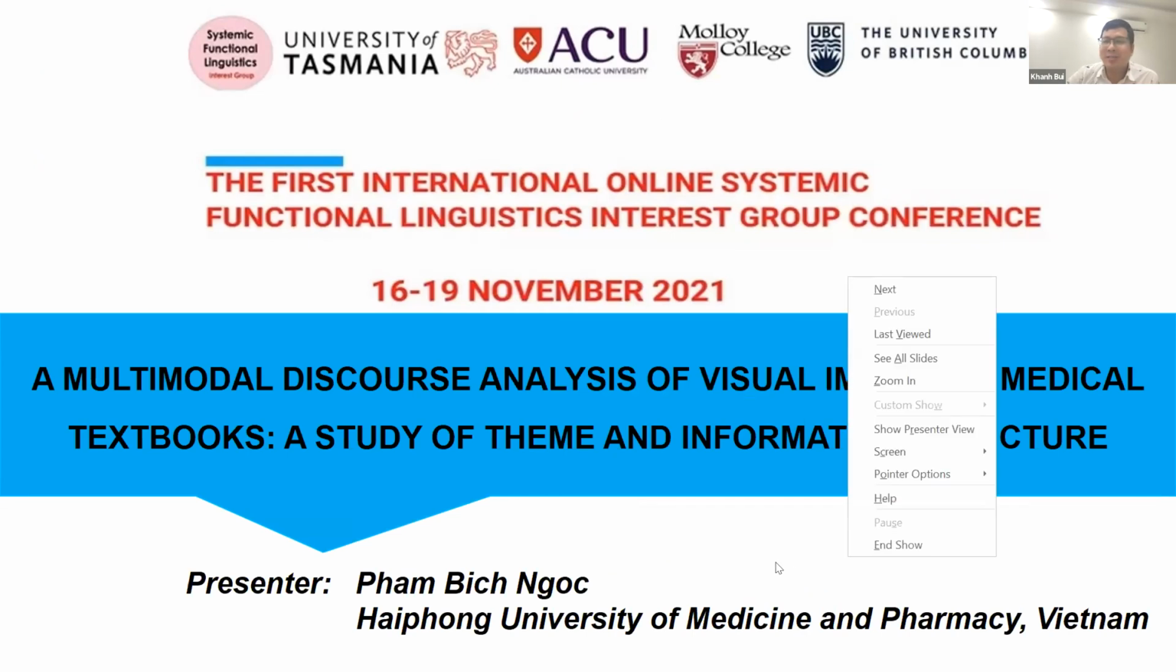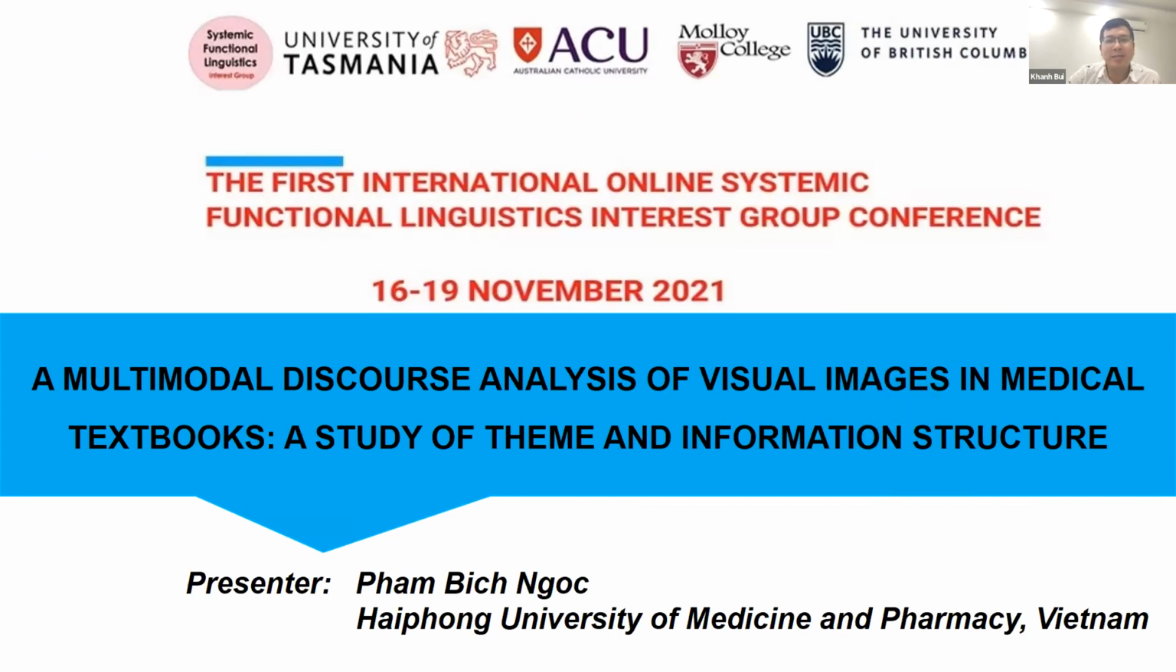Actually, I'm curious about the intersemiotic relationship between the images and the text in the book. I don't know whether they use the images as a complement to the reading text, or as providing more information, or as constructing the information in the text. So I'm curious about that.